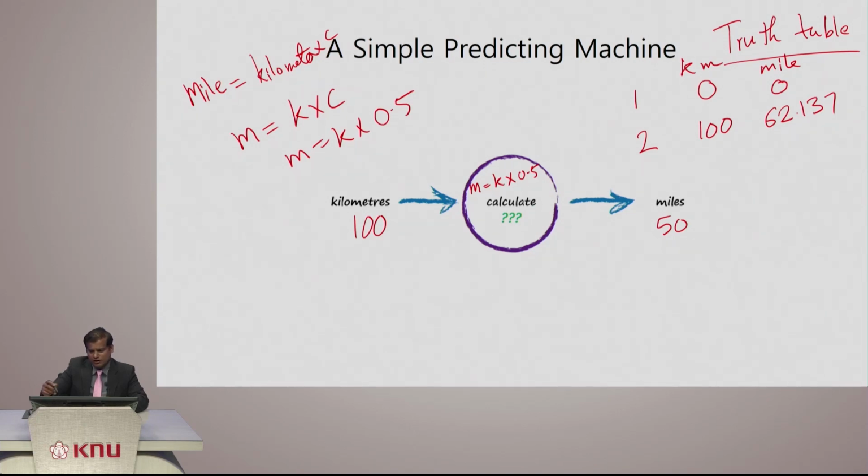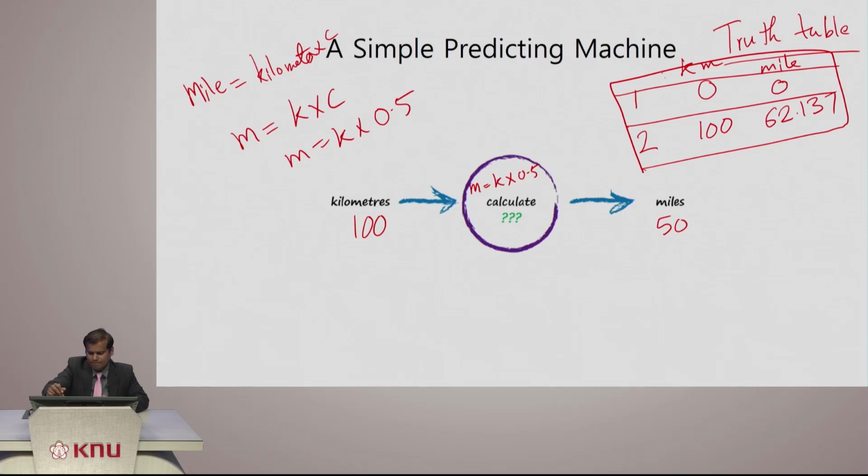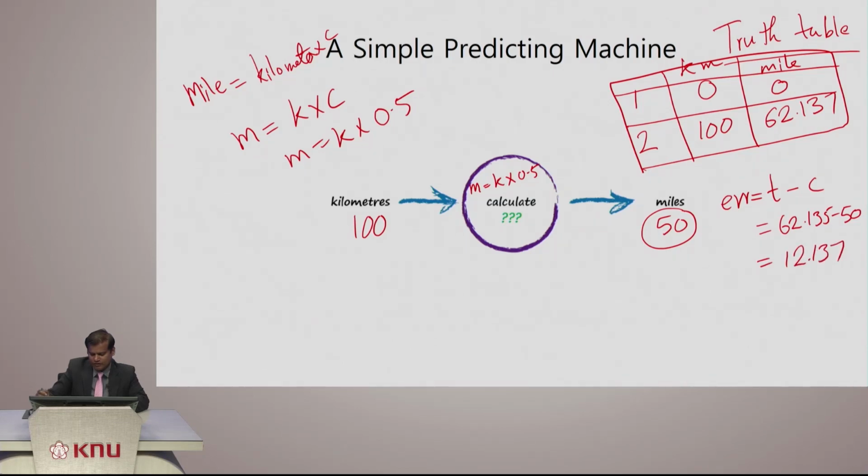As we can see here, the original true values that we have for miles are clearly given. For the first one, 0 kilometers, 0 miles. For the second one, 100 kilometers, it's 62.137 miles. So right now there is an error in our predictions. We initially started with 0.5 for C, and then we got 50 as our answer, but the error is the true value minus the calculated value. In other words, it is 62.137 minus 50, which is 12.137. So that is our error at this moment.